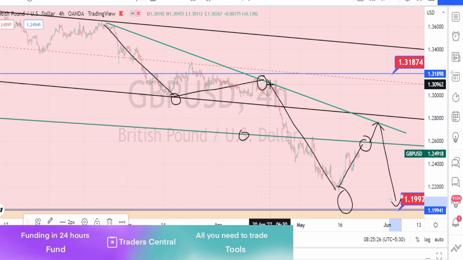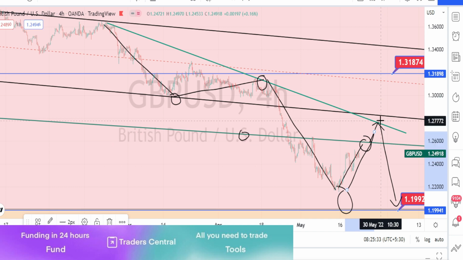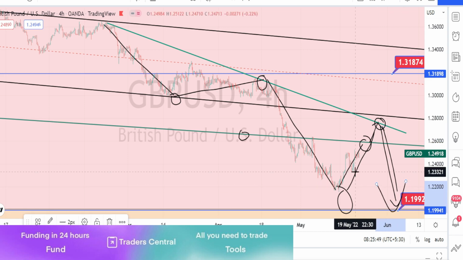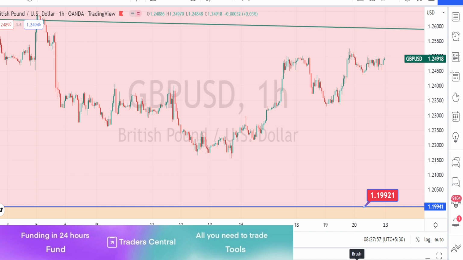So the overall trend in 4 hours time frame is also showing on a bearish side. Currently it is on a retracement. Wait for the price action to bounce back from this resistance line in order to take trades on the bearish side. Let us do the analysis in hourly time frame. I am in hourly time frame now.